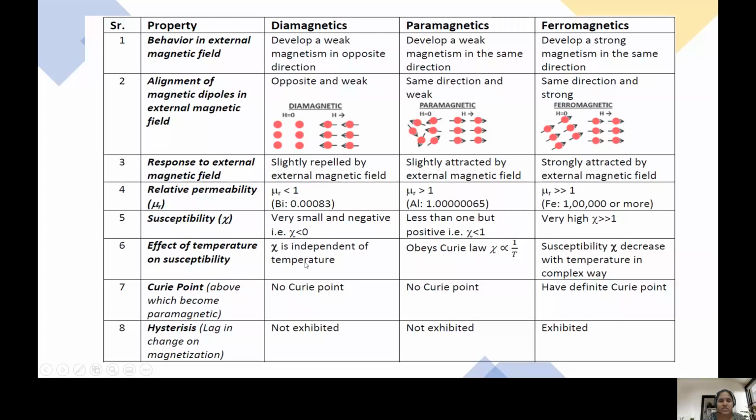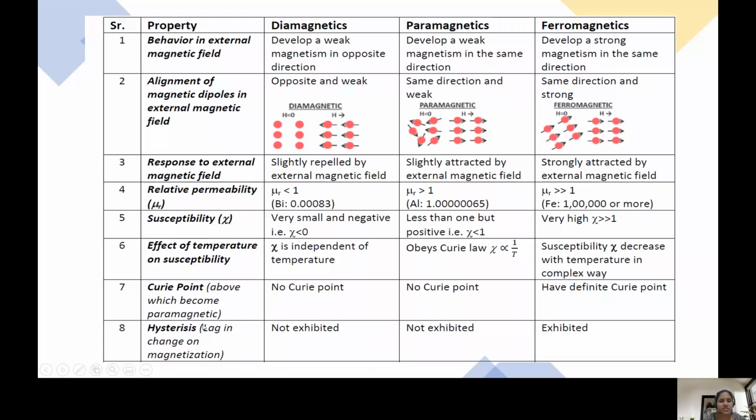Effect of temperature. For diamagnetic, susceptibility is independent of temperature, which means ease of magnetism is independent of temperature. Paramagnetic obeys Curie's law, which means it depends on the temperature. For ferromagnetic, susceptibility decreases with temperature in a complex way. Next is the Curie point, where the phase transition occurs. There is no Curie point for dia and para, but ferromagnetic materials have a definite Curie point, which obeys the Curie-Weiss law.